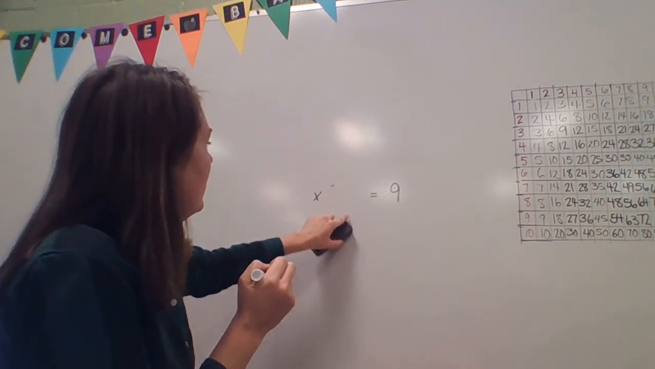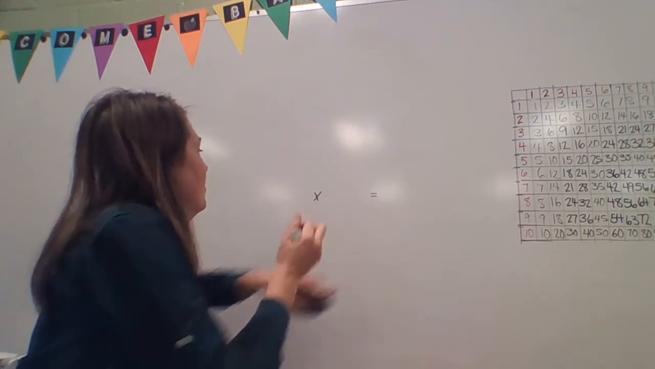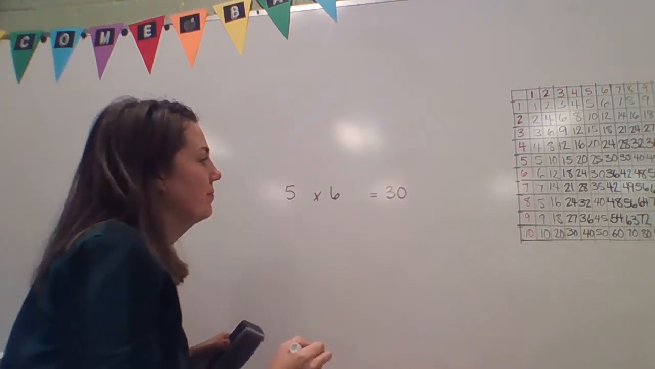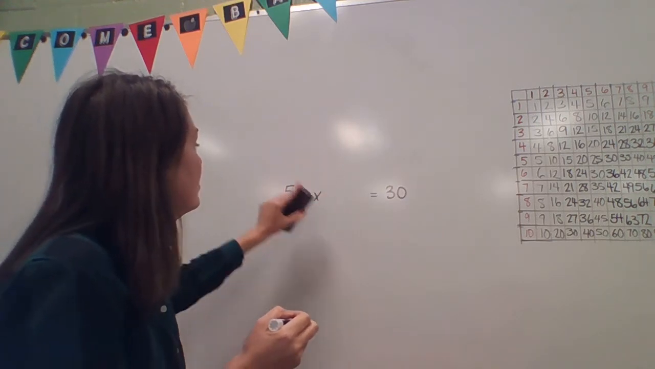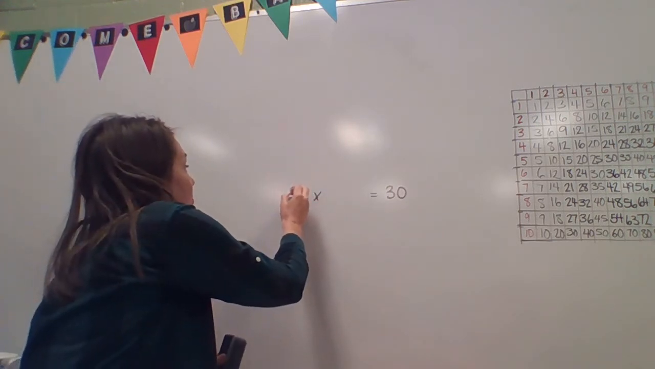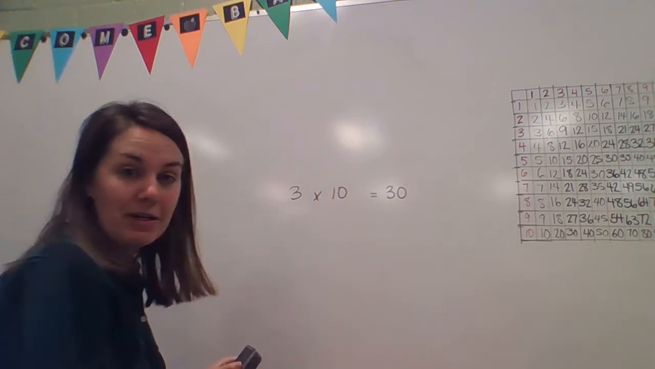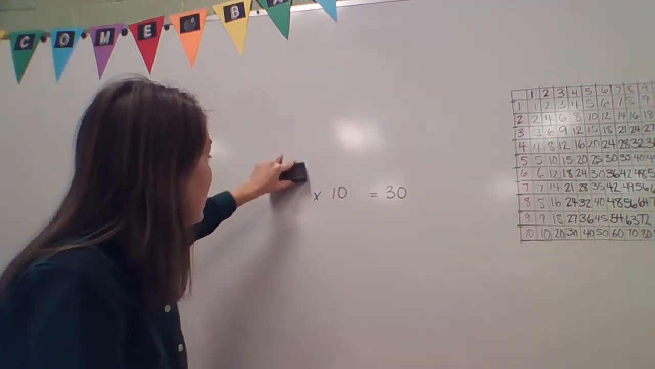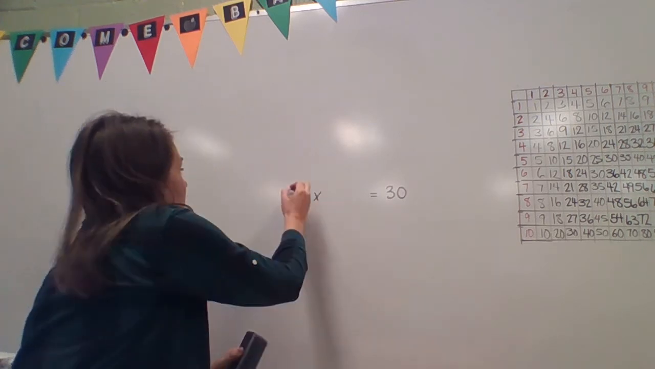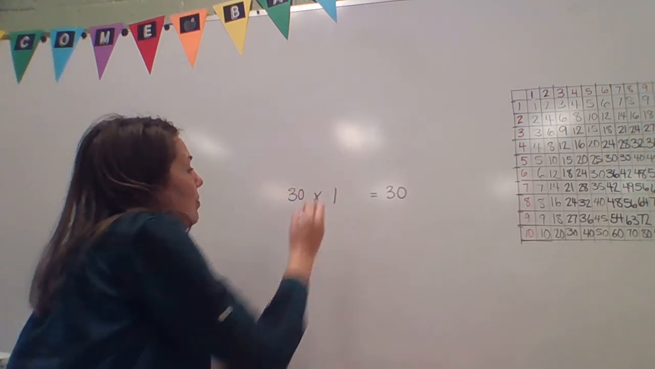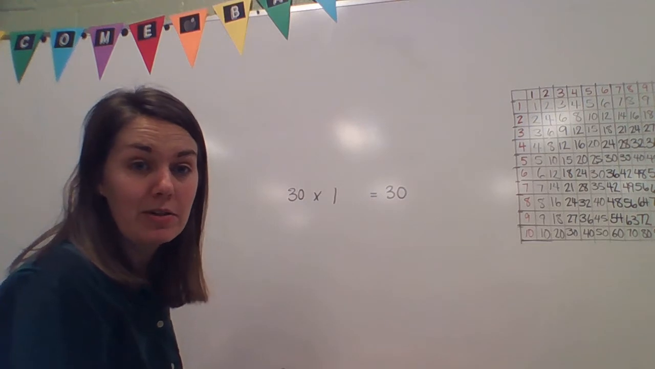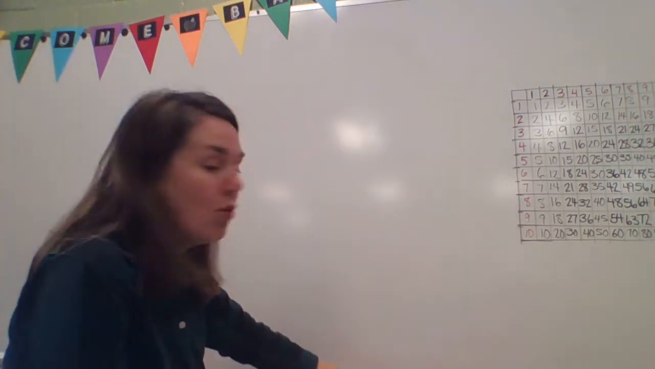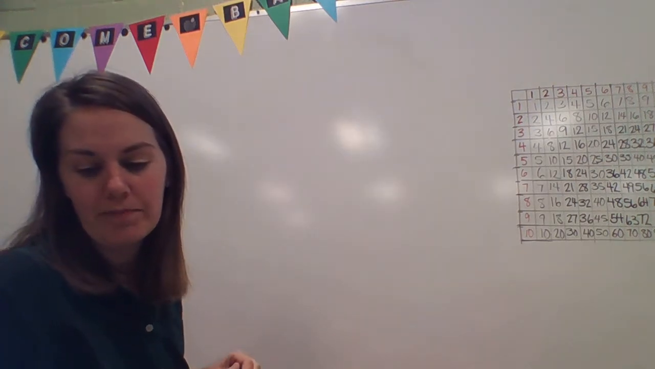If I have 5 and 6 as my factor pair, I'm going to get 30. Now 30 would also share a factor pair of 3 and 10, right? Because we can also multiply 3 times 10 to get 30. And it would also have a factor pair of 30 and 1 because any number times 1 is going to be itself. So a number of products can have more than one factor pair.